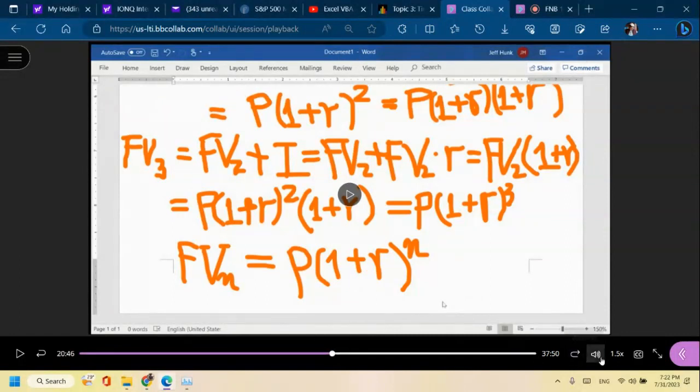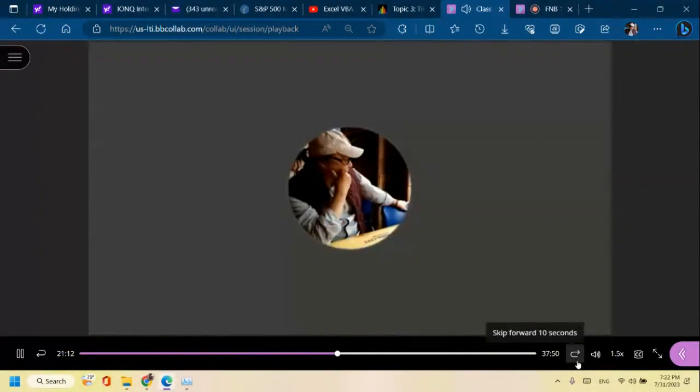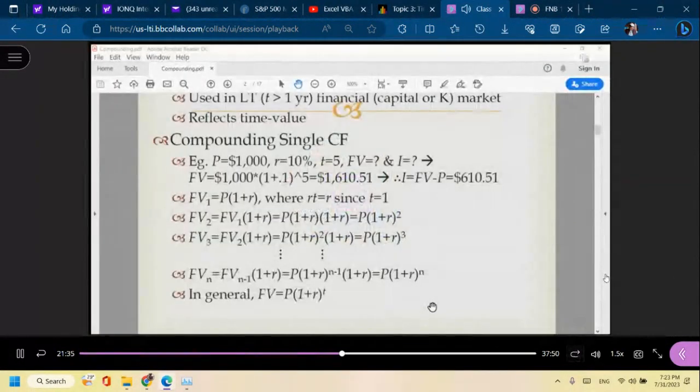Let's continue from here, okay? And we already know this. This is nothing new. Let me switch back to the PowerPoint, and let me go back to the PDF. Generalized, this is our generalized formula. But this model is called a single cash flow model. Okay, I'm going to get to that definition later.